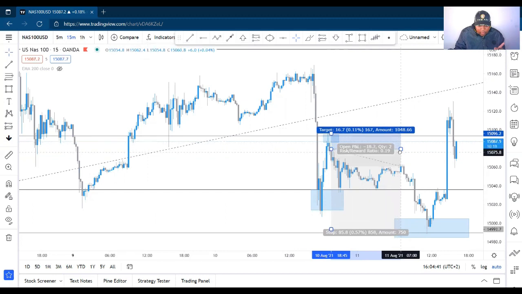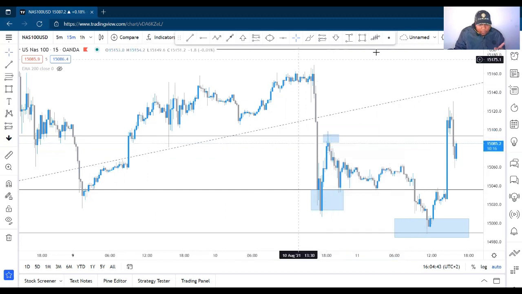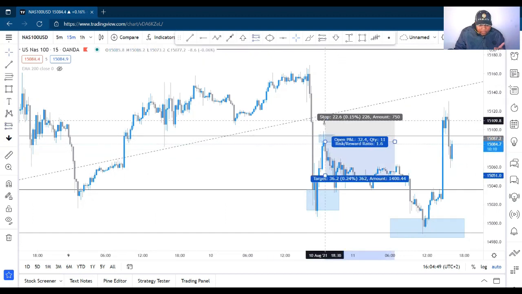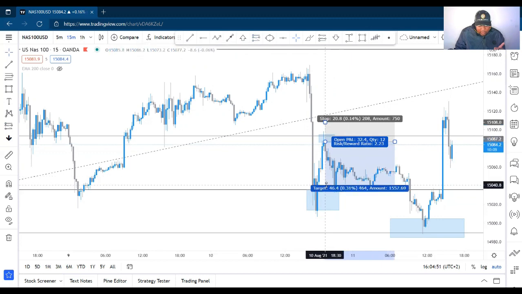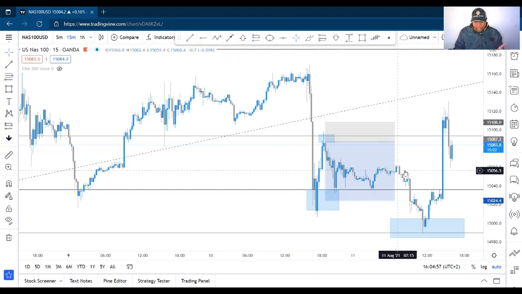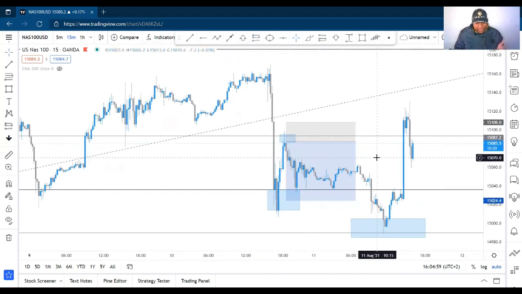Not sure what I did. Oh, I wasn't using a selling one. There we go, this is the selling one. Okay, 1:2 or 1:3, you could have easily hit your take profit. There we go. This was a simple sniper entry, a perfect entry trade.